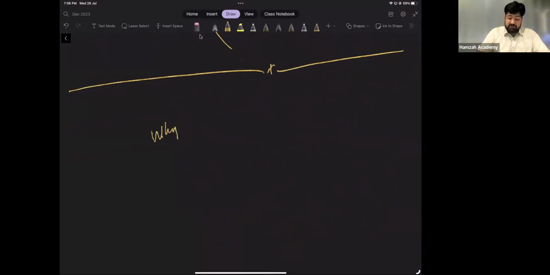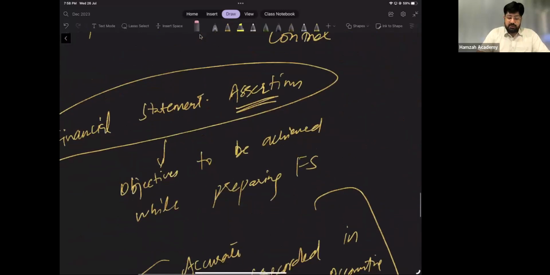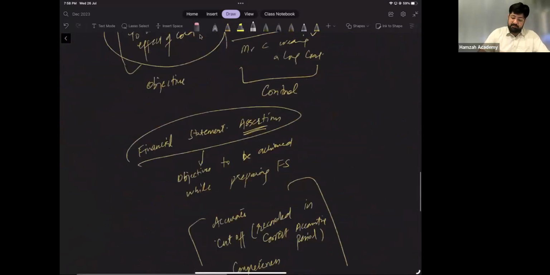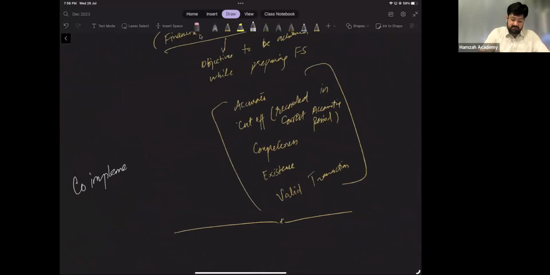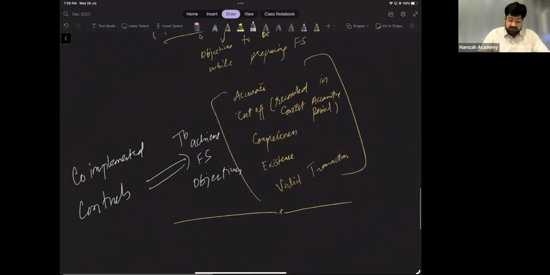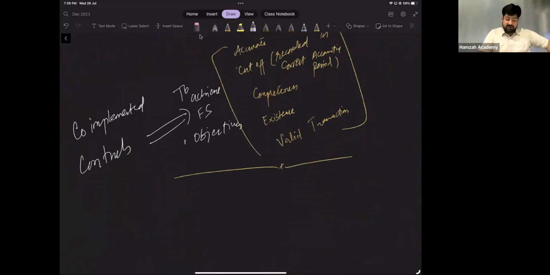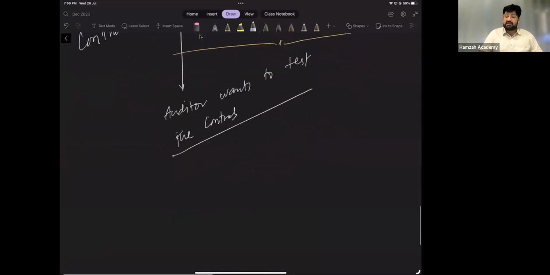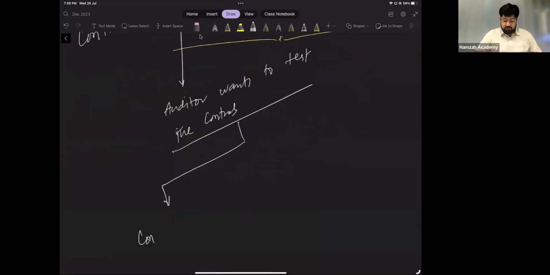So why the auditor? First of all, the auditor decides which approach to be used, because the company has implemented controls to achieve financial statement objectives. An auditor wants to test those controls. It gives an idea, once again the same story but a bit more explanation, that controls are strong or controls are weak.